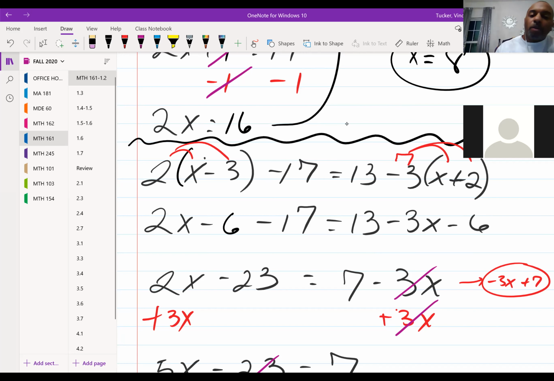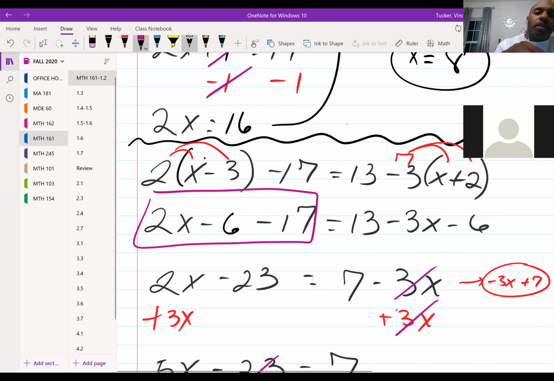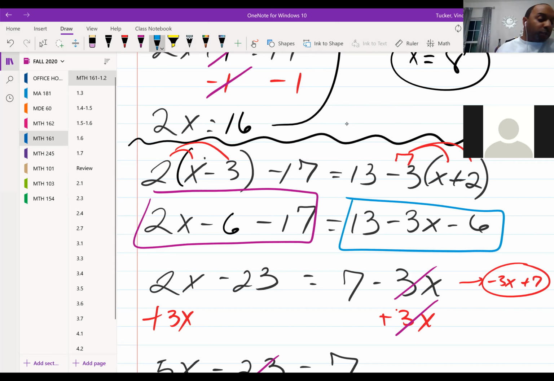Right. So from there, notice we have this quantity and then this quantity over here. So what I would do is simplify as much as possible on each side of the equation by themselves before I look to move anything across the equal sign. So notice I have negative 6 and negative 17. That will give me a negative 23. So that's 2x minus 23. And then 13 and negative 6. 13 minus 6 is 7. So that gives me the 7 right here.